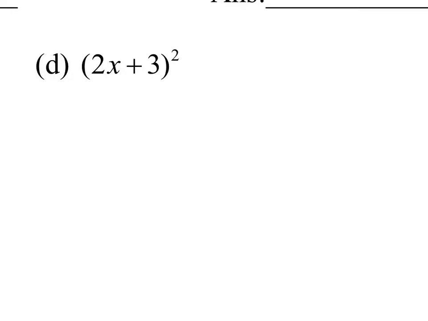It's the quantity 2x plus 3 squared. Again, we cannot distribute the power because it is addition or subtraction. You can only distribute the power with multiplication or division. So let's look. We'd have 2x plus 3 times 2x plus 3. If we did our first, that's 2x times 2x, which would be 4x squared.